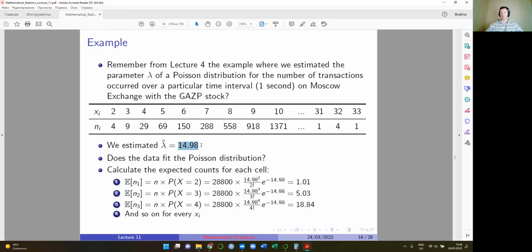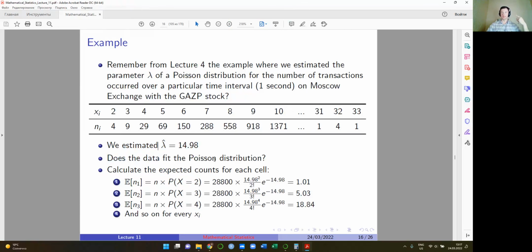So if you want, you can just revise lecture number 4, how we did this. I illustrated method of moments and method of maximum likelihood with the help of this example. But the idea is that we got this number from the data. And therefore, this is the second reduction in the degrees of freedom. So the first reduction is regarding the probabilities, and the second reduction is because of the estimated parameter here.